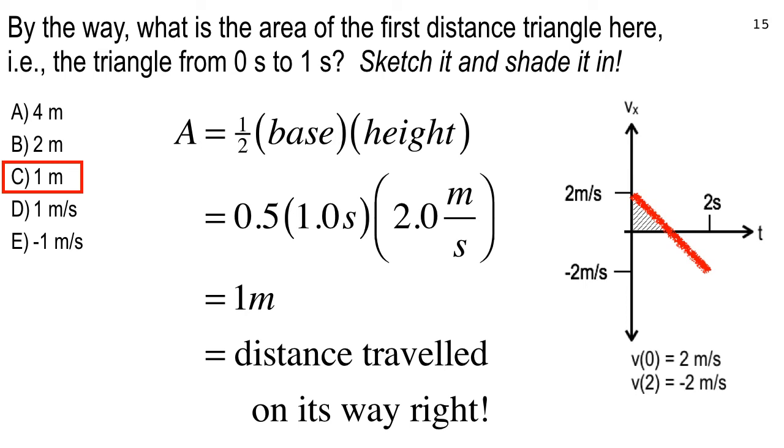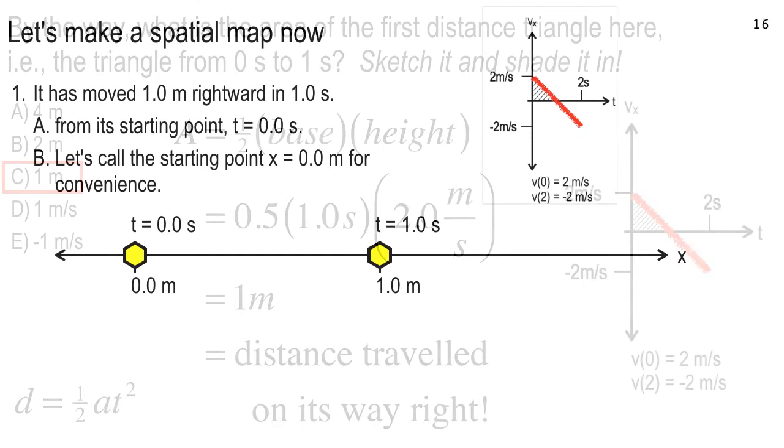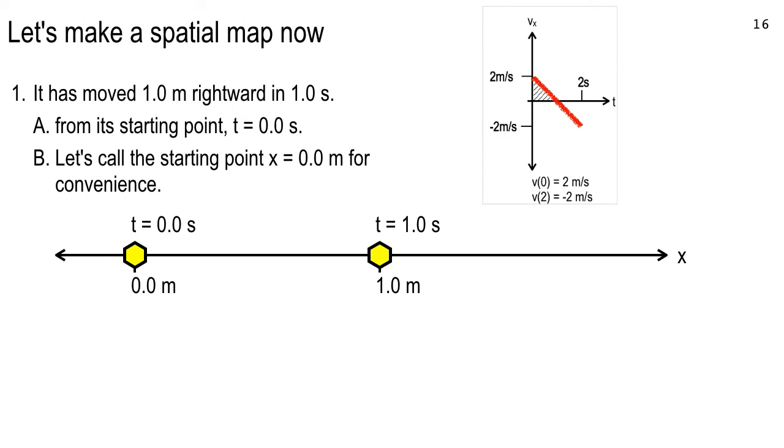But now, you're in the second half of the motion, from t equals 1 second to t equals 2 seconds, you got some splaining to do because you're going to the left now. And by the way, this calculation corresponds exactly to 1/2 at squared, the distance triangle formula. All right, so let's make a spatial map now. And here we go, Katia. We're getting to your question.